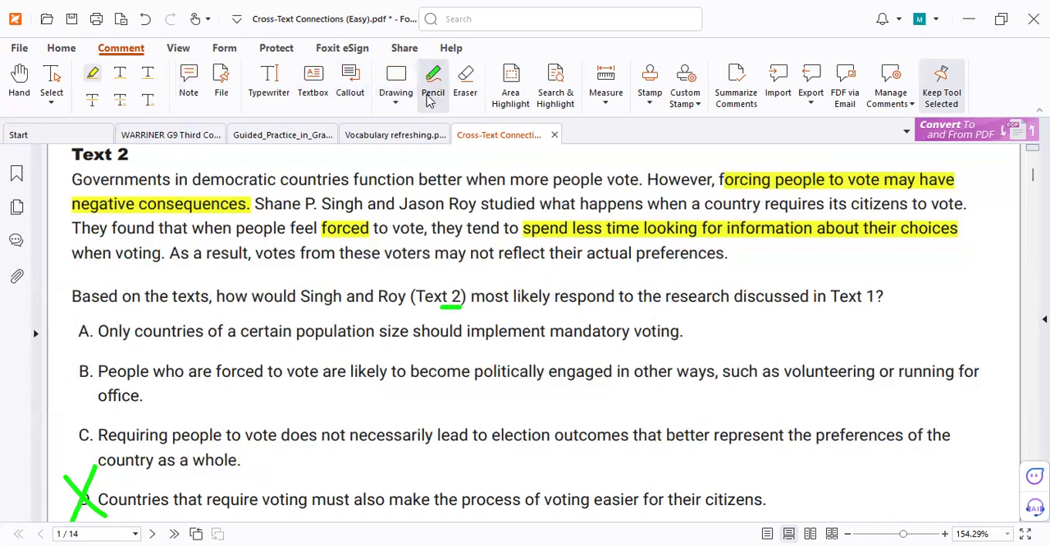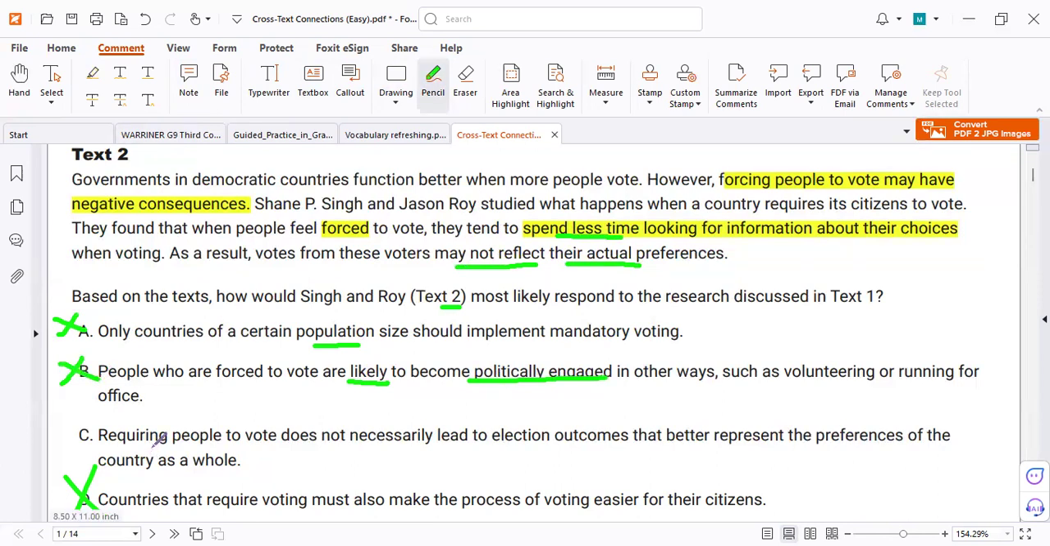Letter A, we are not talking about the population size. You didn't mention it, so A is wrong. People who are forced to vote are likely to become politically engaged. You didn't mention that. She mentioned here they spend less time, so may not reflect their actual preferences, so this is not supported.